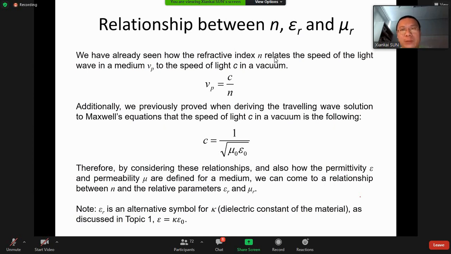I'm going to talk about some relationships between the refractive index, permittivity, and permeability constants. We have already seen how the refractive index n relates to the speed of light in the medium: Vp is equal to c over n. That means in a medium with refractive index n, the speed of electromagnetic waves is reduced by a factor of n.